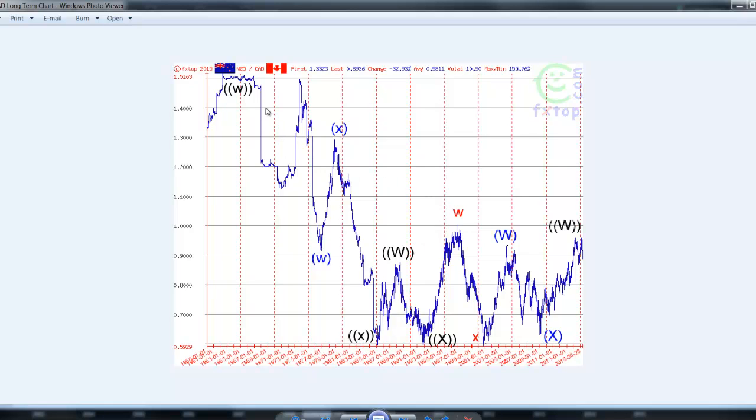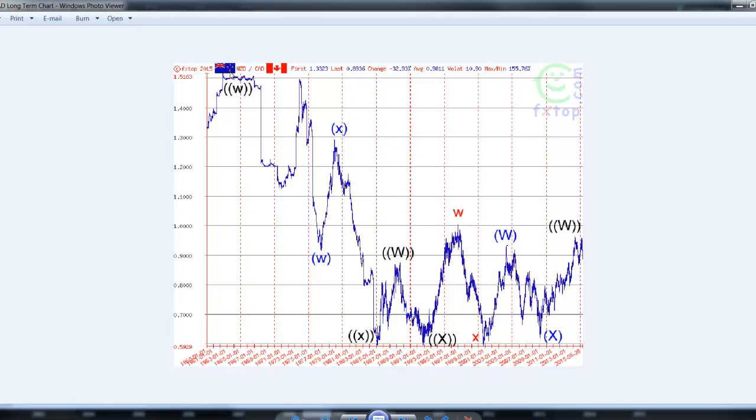Now we can see here that New Zealand dollar CAD drops really big starting from the 1960s all the way to 1987. So let's assume that this is the range of this pair for this entire time. So we have here this all-time high. It should be labeled as W in the grand super cycle, and then this huge drop here, the low here, is X of the grand super cycle.